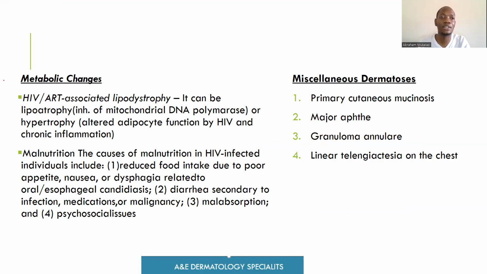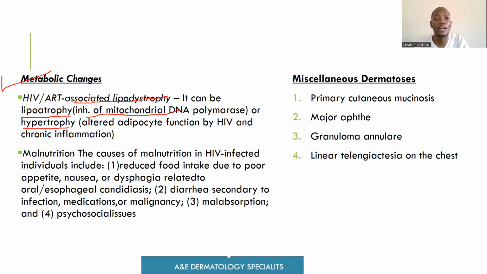Then we have also metabolic changes that have been reported with HIV. So in this case, the common one is the lipodystrophy. In this case, you can have increased or reduced fat in the body. And it has been shown that the lipoatrophy, which is low fat, especially which occurs on the face area, is associated with the inhibition of the mitochondrial DNA polymerase, causing a breakdown of more fat from the facial area. So someone ends up with the atrophy on the face.